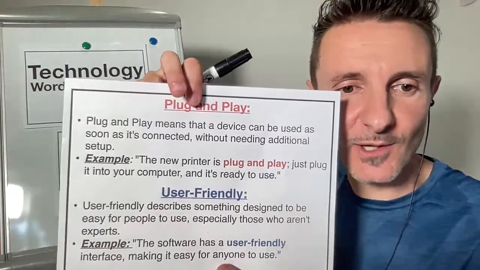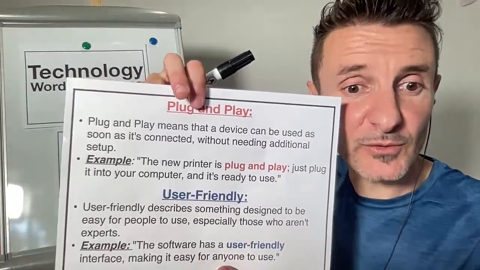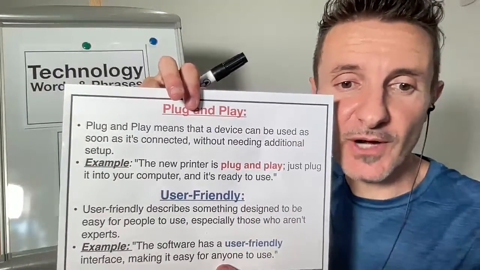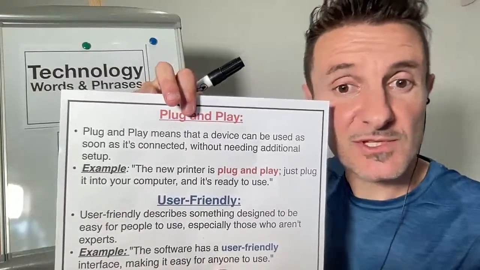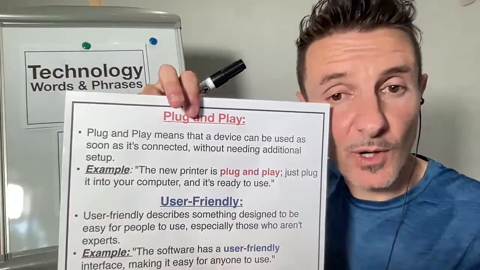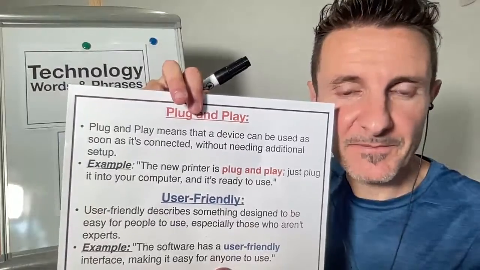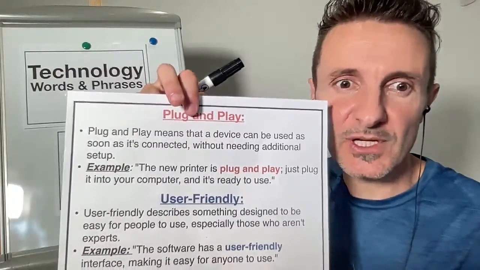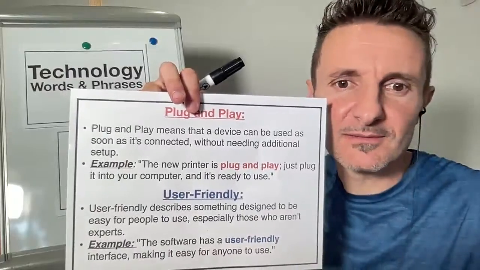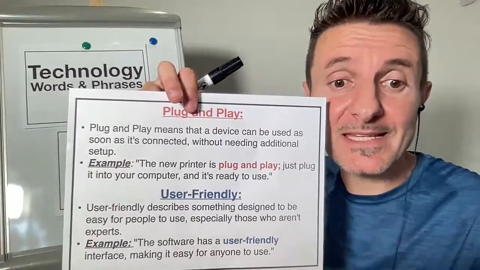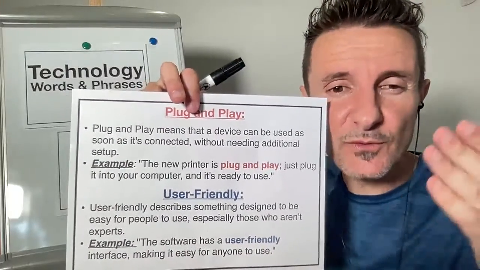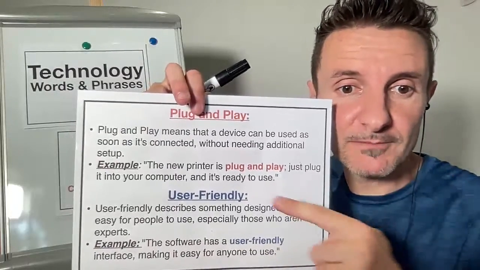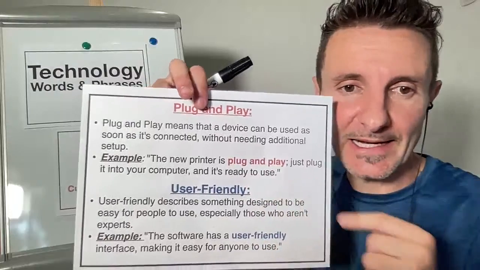User-friendly. Here's your sentence example. The software has a user-friendly interface, making it easy for anyone to use. So some machines, some smartphones, some laptops make it very easy for you to use it. So you don't need a manual. You don't need to read, how do I use this? It makes it simple. It makes it easy. And if it's easy for you to use a machine, a mobile phone, a computer, it's user-friendly.